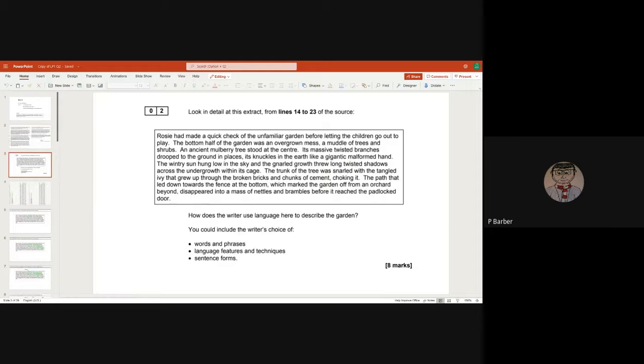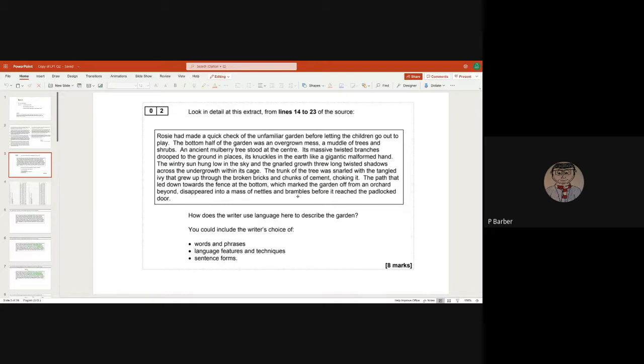So what you would do is spend a couple of minutes just highlighting and annotating the key vocabulary, the key ideas within this. And if it was myself, I'd be looking for things like the description of the tree, looking at personification such as gigantic and malformed hand, the simile there. You've got the personification of the knuckles within the earth. You have the adjective choices of gnarled, growth, the alliteration there, the long twisted shadows, snarled with tangled ivy.